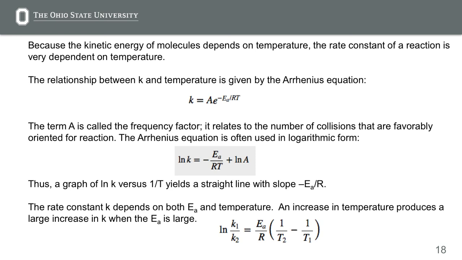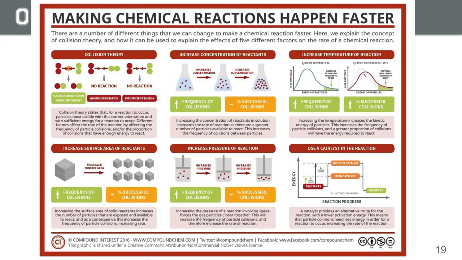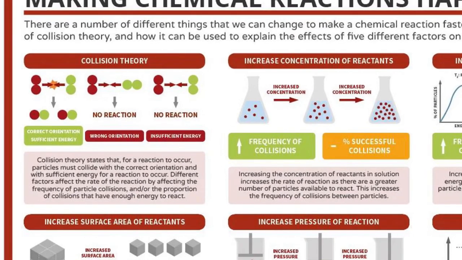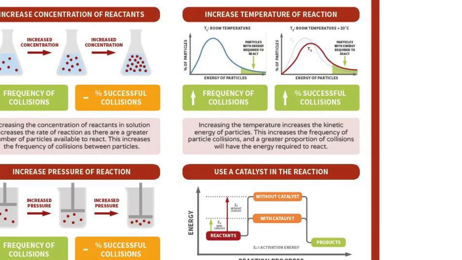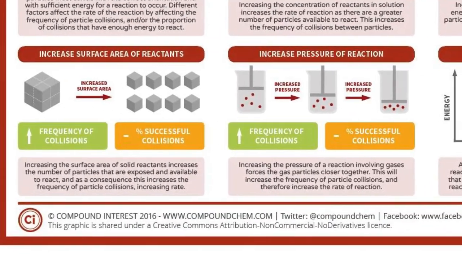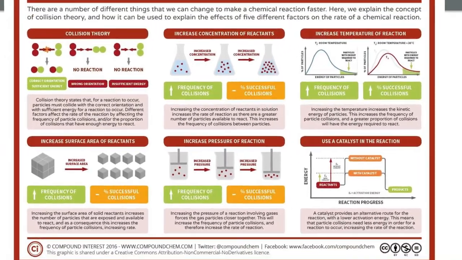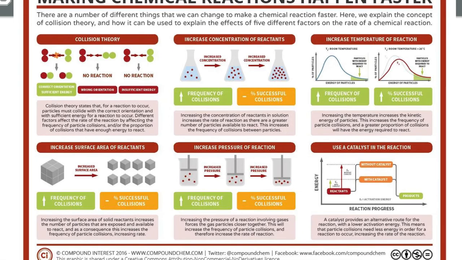This slide summarizes what we've seen so far. And I also really like this figure. This is from Compound Interest. They make a lot of really nice chemistry-related graphics. There's this one on making chemical reactions happen faster. It mentions collision theory, looking at how the concentration of reactants affects the rate, the temperature, catalysts, pressure, surface area, all of the things that we've touched on. It's a nice graphic. Take a look at that when you get a chance.